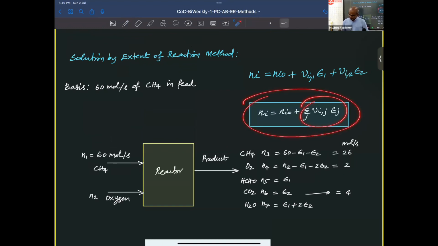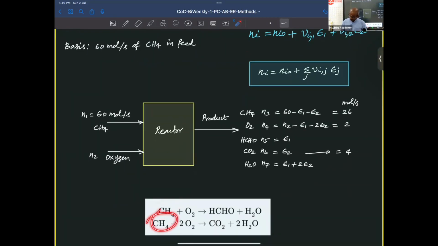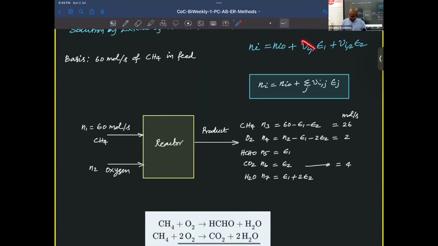That is the meaning of this summation. Okay. Now, what is N_i0? It is 60 for the methane, and nu_i of the first reaction is minus 1. For the second reaction also it is minus 1. That's why this minus 1, minus 1, minus 1. And simply E1 and E2, the extents of reaction, we are going to solve from the available data, and using that we'll arrive at the necessary calculation of N2.